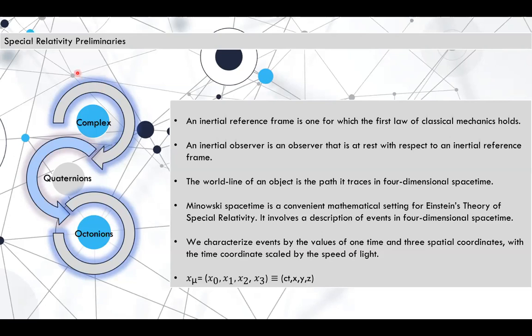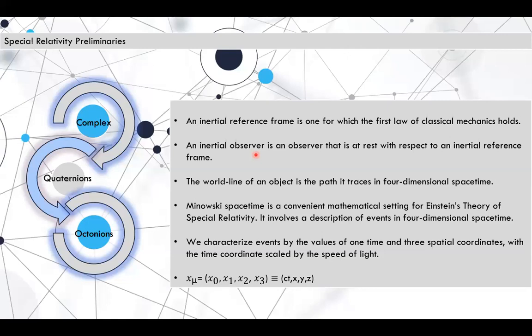Now we define some terms that we're going to need to continue. We define an inertial reference frame, henceforth called the Lorentz frame, to be one for which the first law of classical mechanics holds. If you don't remember, that is just the law that states that a body on which no external forces act either remains at rest or moves with constant speed along a straight line. In the context of relativity, it is one that drifts in gravity-free space without undergoing rotation or acceleration. An inertial observer is one that is at rest with respect to an inertial reference frame, and we're going to refer to those as Lorentz observers.